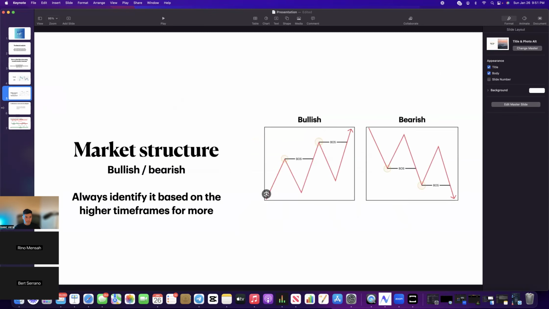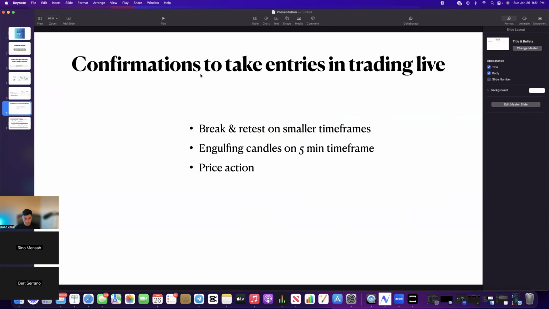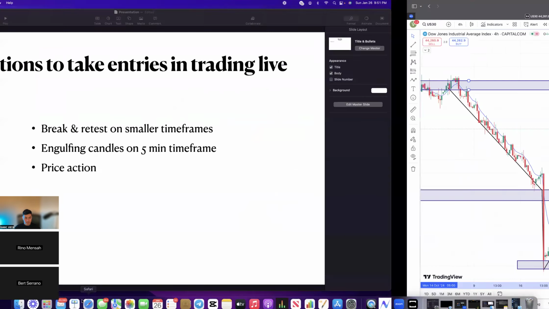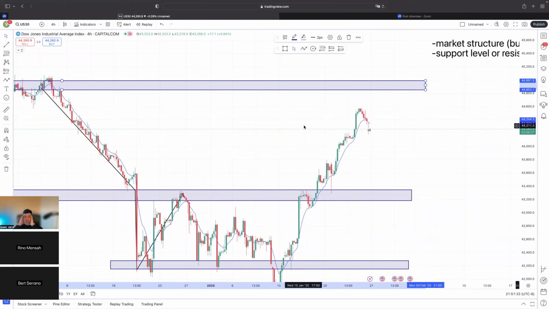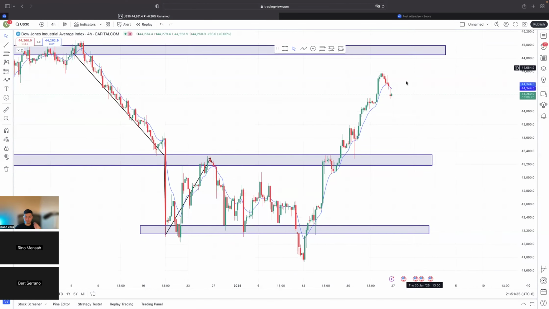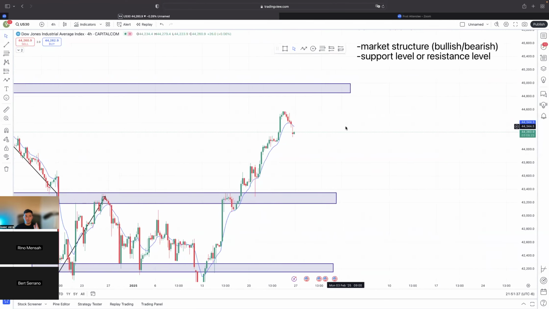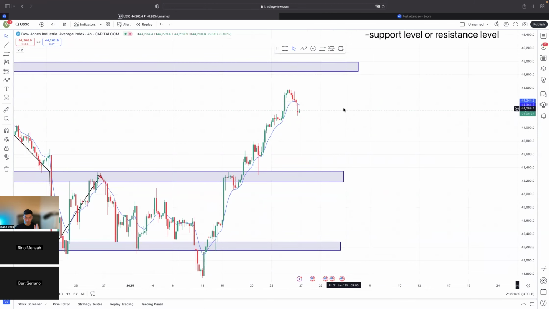This is market structure, and basically these are the confirmations to take entries when trading live: engulfing candles on a 5-minute time frame, and I always look at price action. Okay. So let's say that we are trading US 30 tomorrow. When would I be looking to take a trade?